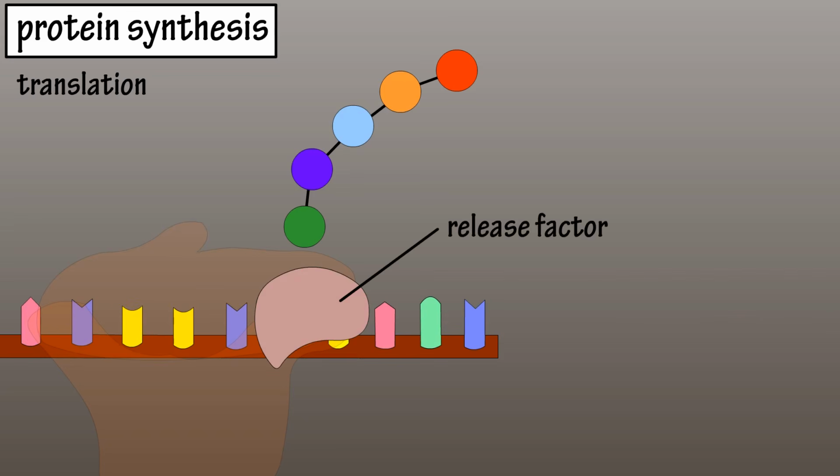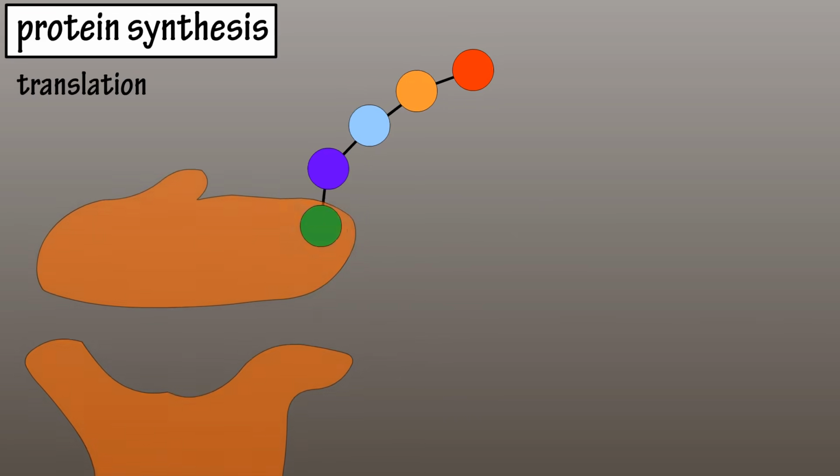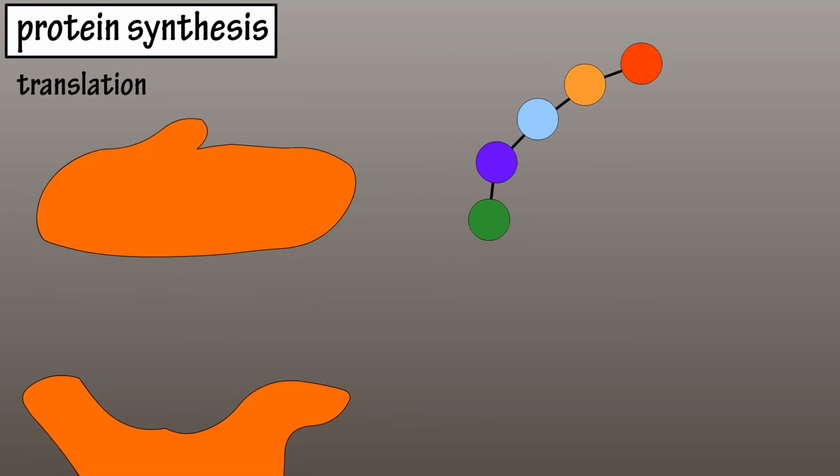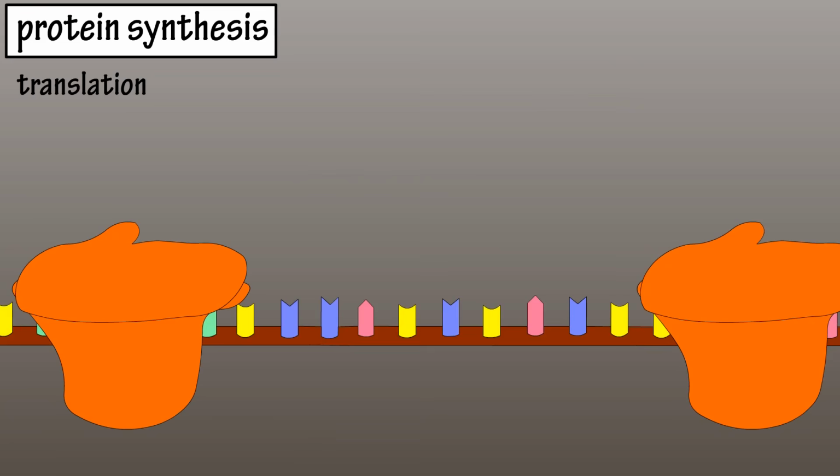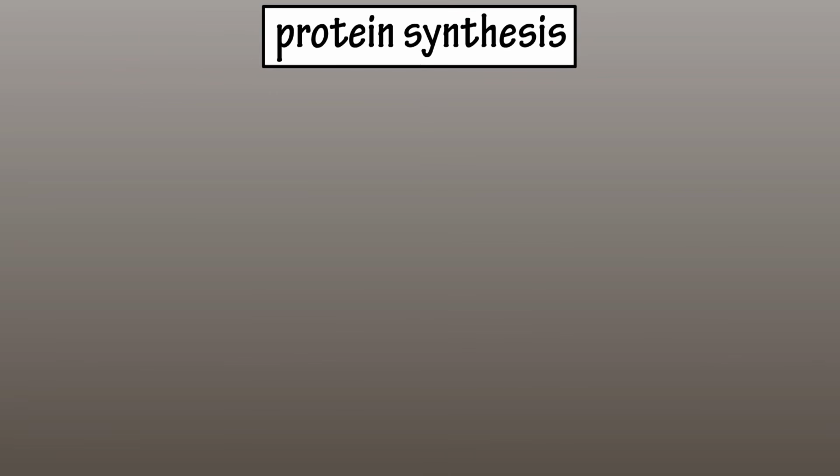A release factor binds to the complex to signal the end of the process, and the 2 subunits of the ribosome are separated from the messenger RNA, and the newly synthesized protein or polypeptide chain is released. One last note: the messenger RNA can be read by more than one ribosome at a time, so many copies of a protein can be produced very quickly. And that's the basics on protein synthesis. Another amazing way the body works.